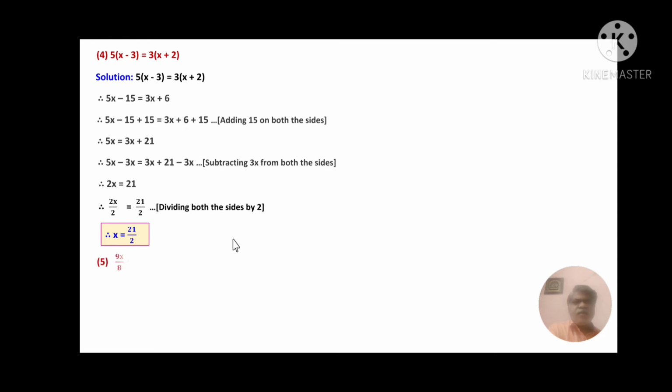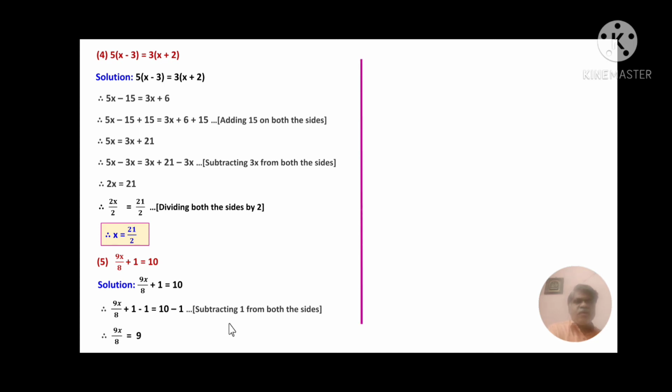Now we will continue with the fifth problem. 9x upon 8 plus 1 is equal to 10. So friends, first of all we have to simplify this equation, so we will remove this 1. So 9x upon 8 plus 1 minus 1 is equal to 10 minus 1, subtracting 1 from both sides.